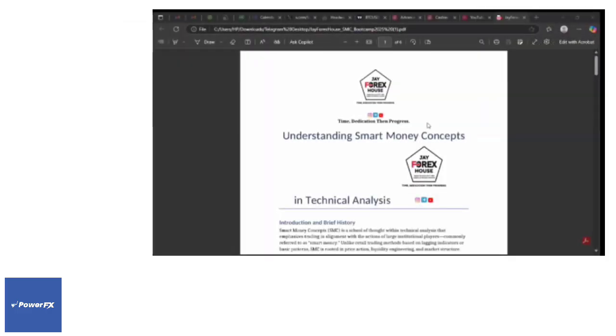On the context of smart money, okay, now the screen is displayed. We have the screen. Nice one, bro.